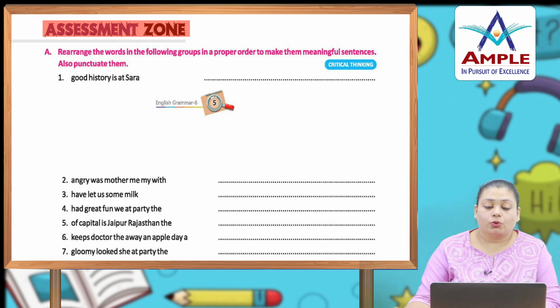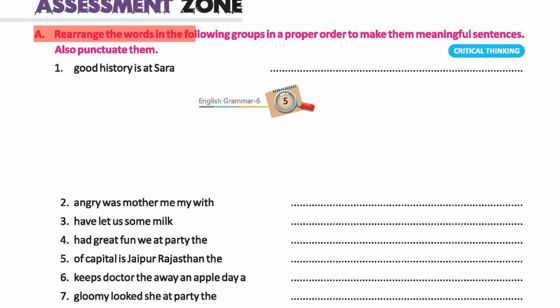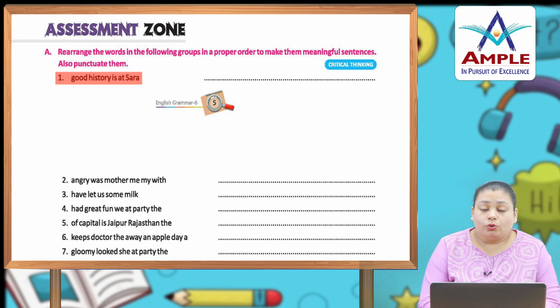Now, assessment zone. Rearrange the words in the following groups in a proper order to make them meaningful sentences. Also punctuate them. Good history is at Sarah. Sarah is good at history. So here we arrange this sentence: Sarah is good at history.